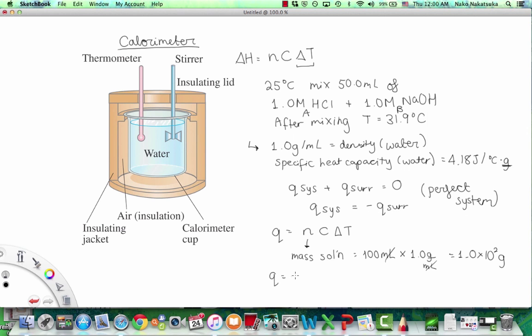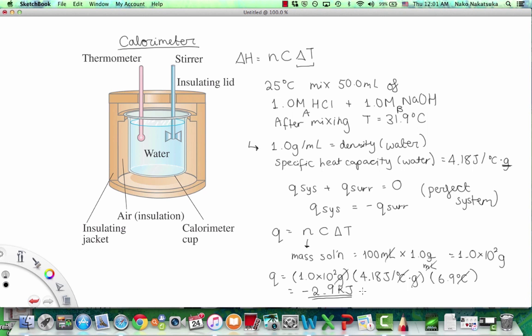So Q is going to equal 1 times 10 squared grams times the specific heat capacity 4.18 joules per degree Celsius gram, times the change in temperature from 25 to 31.9, which is 6.9 degrees Celsius. This is a positive number because it was an increase in the temperature. So let's make sure all the units cancel out: grams cancel out, and you end up with a value in joules, which is negative 2.9 kilojoules.